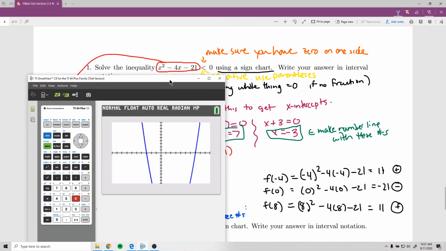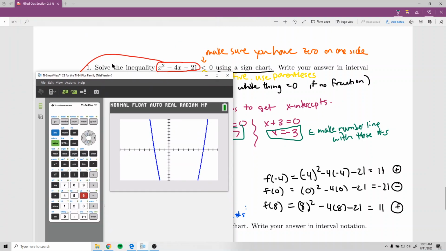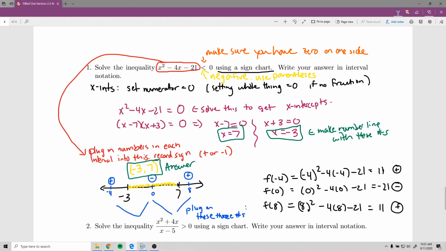And what it's asking us, if we're relating it back to inequalities we did before in the class, it's asking us where the graph is below the x-axis. It's below the x-axis between -3 and 7, and it's above the x-axis to the left and to the right. That's exactly what our sign chart here is telling us. It's below the x-axis here, it's above the x-axis on these two portions.